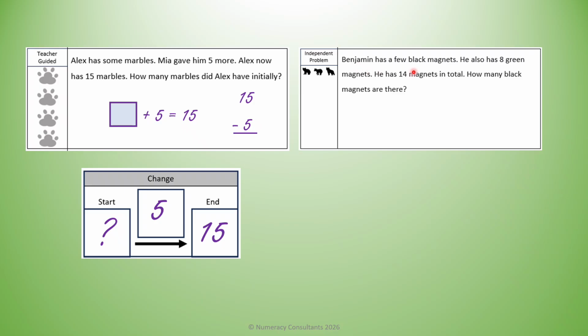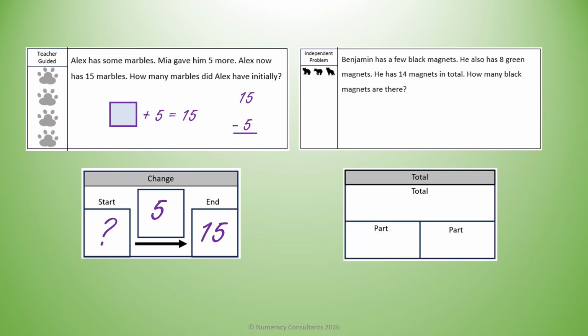It says Benjamin has a few black magnets. He also has 8 green magnets. He has 14 magnets in total. How many black magnets are there? And remember now, we have a few black magnets, and we have some green magnets. There's no comparison going on. There's no one else in the problem, right? It can't be comparison. It's not a change. There's no action or verb or anything that's increasing or decreasing. So we know this is part-whole.